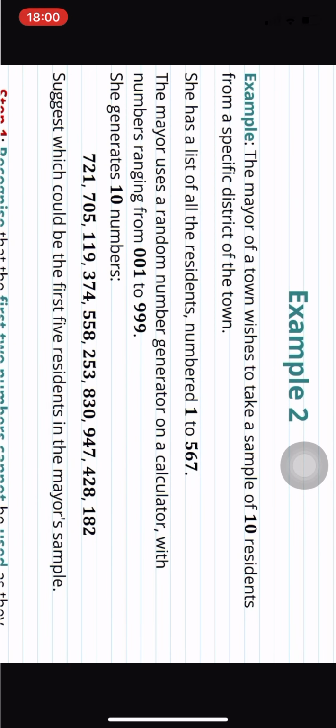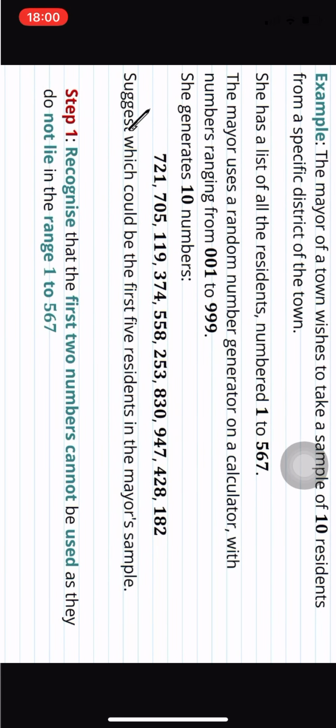Our second example tells us that the mayor of a town wishes to take a sample of 10 residents from a specific district of the town. She has a list of all the residents numbered from 1 to 567. The mayor uses a random number generator on a calculator with numbers ranging from 001 to 999. She generates 10 numbers. Here we have the following 10 numbers. We're asked to suggest which could be the first 5 residents in the mayor's sample.